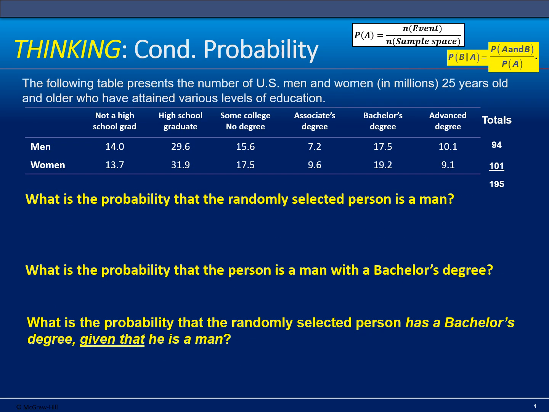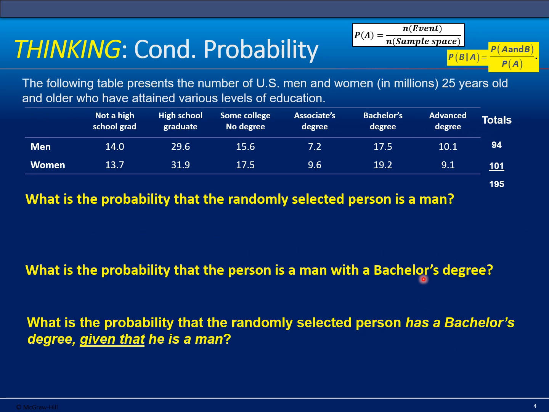So let's look at an example. The following table presents the number of U.S. men and women in millions, 25 years and older, who have attained various levels of education. I've included both of the formulas for conditional probability and general probability, so you have these handy. You've got a table of data here that lists men and women by their highest level of education.